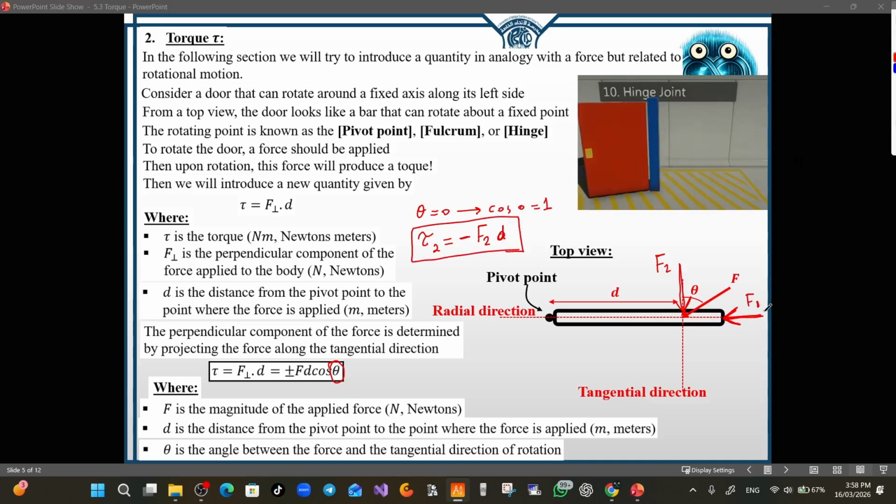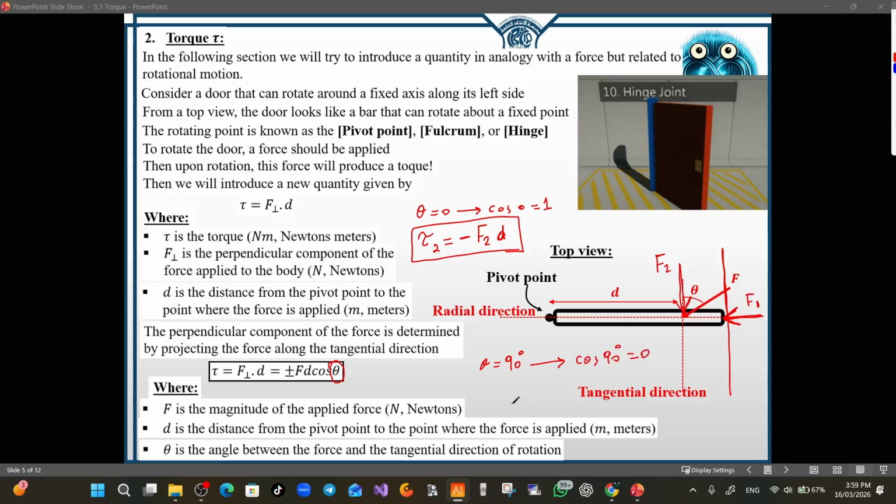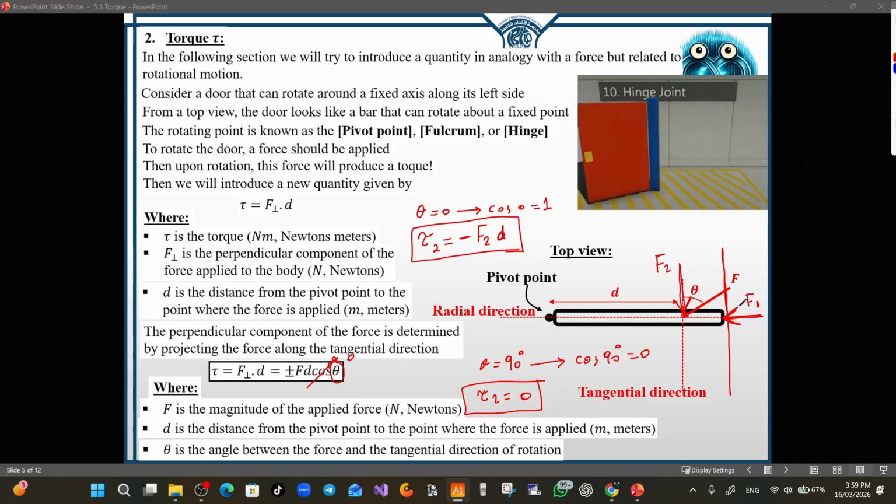Now what about F1? For F1, this force is passing through the radial direction, which means the angle becomes 90 degrees, because this is the radial direction and this is the tangential direction with respect to this force. If the angle is 90, then cosine of 90 is 0. And tau 1 is equal to 0. Why is it 0? Because the cosine is 0 and 0 times d times F is 0. So for any force passing through the radial direction, the torque of this force will be 0.